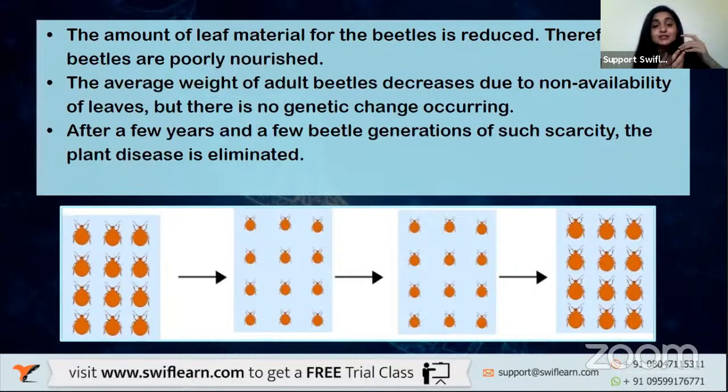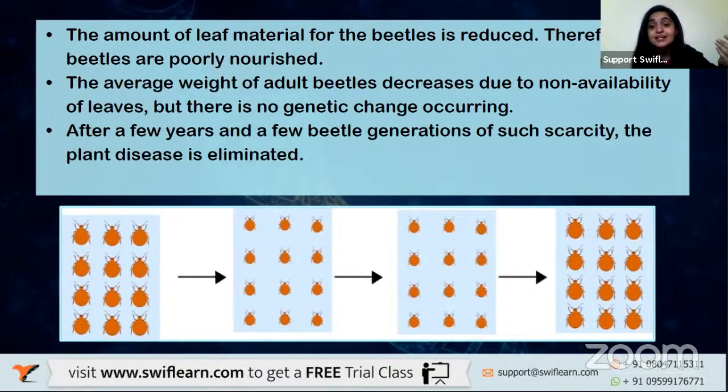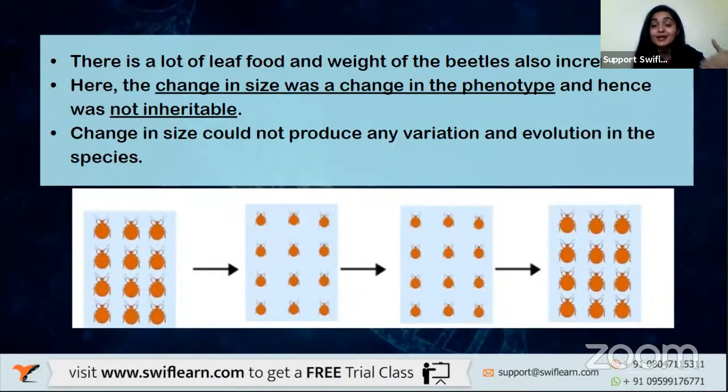And after that, as soon as it got cured, the beetle again grew in size. Why? They were able to get those nutrients, they were able to get those things from the plant, right? Let's read it now. There's a lot of leaf food and the weight of the beetles also increases. Here, the change in the size was a change in the phenotype.